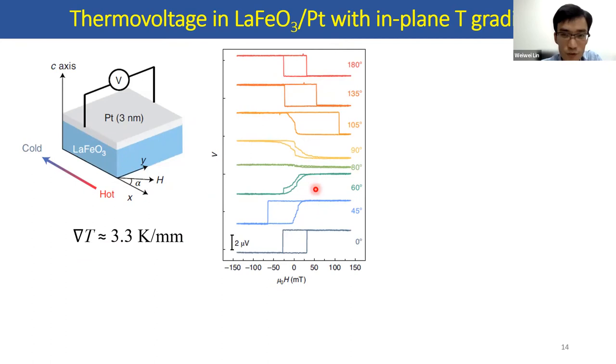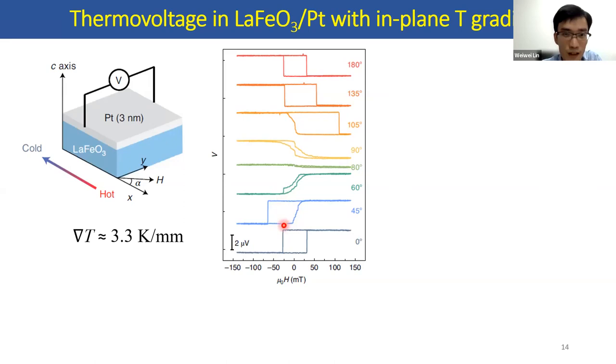Okay, so the square loop appears when the applied field is along the temperature gradient. And the loop can be reversed when the applied field rotates 180 degrees. The magnetic dependence will be small around 80 degrees in this sample. One may note that there is a shift in a certain applied field angle. This shift looks like exchange bias. It may be related to the exchange coupling in the antiferromagnetic domains in this bulk lanthanum ferrite single crystal.